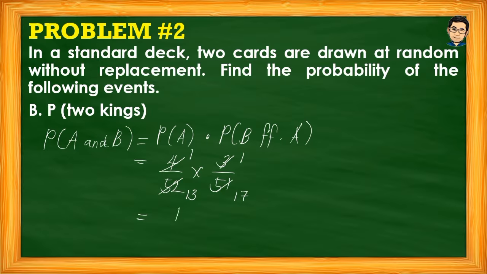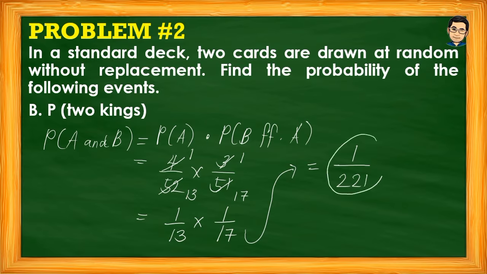So, multiplying the remaining factors. So, 1 over 13 times 1 over 17. So, 13 times 17 is equal to 221. So, our answer will be 1 over 221. So, ganyan po kaliit ang probability that 2 kings will be drawn without replacement.